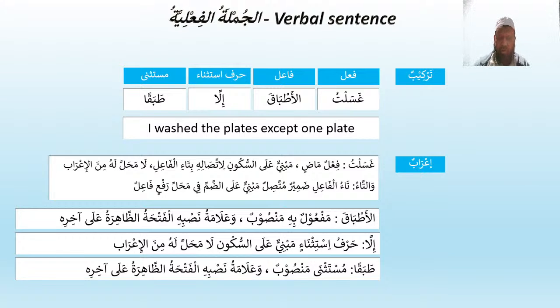غسلت الأطباق إلا طبقا. So غسلت فعل ماض مبني على السكون لاتصاله بتاء الفاعل لا محل له من الإعراب, because the fail has no i'rab. And the ta, it is a damir, so you must have i'rab. تاء الفاعل ضمير متصل مبني على الضم في محل رفع فاعل. الأطباق مفعول به منصوب وعلامة نصب الفتحة الظاهرة على آخره. إلا حرف استثناء مبني على السكون لا محل له من الإعراب. طبقا مستثنى منصوب وعلامة نصب الفتحة الظاهرة على آخره.